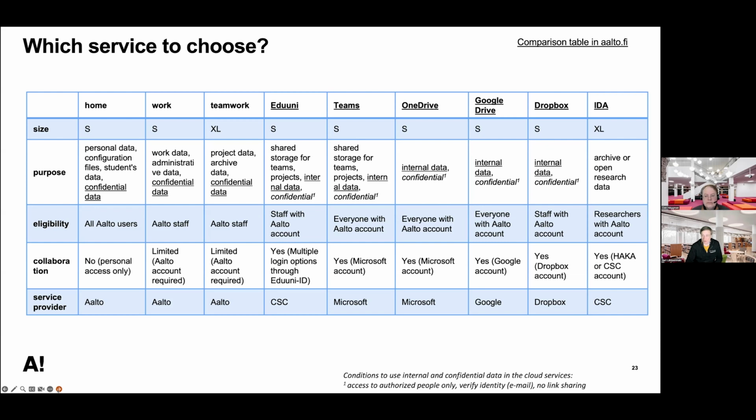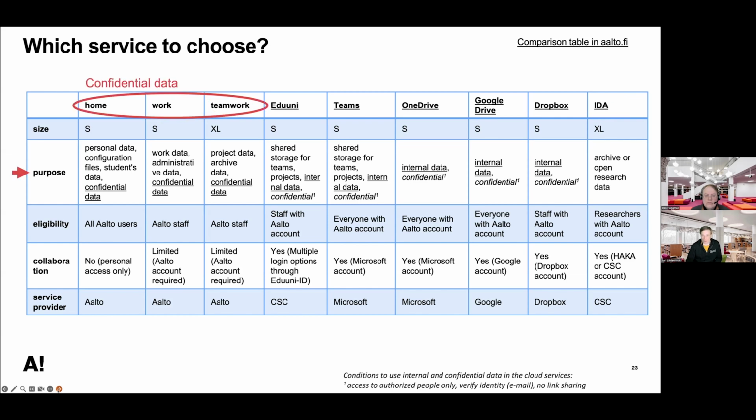And also, not only the size, there are other issues that we can look at when trying to choose a suitable storage service for you. The largest we have, Teamwork, is the option that we can use for heavy usage needs. And also, if you want to publish large data sets, then there's the Fair Data IDA service that can give a fair quota for you if you need to publish a large data set. And during the project, you can use the Teamwork.